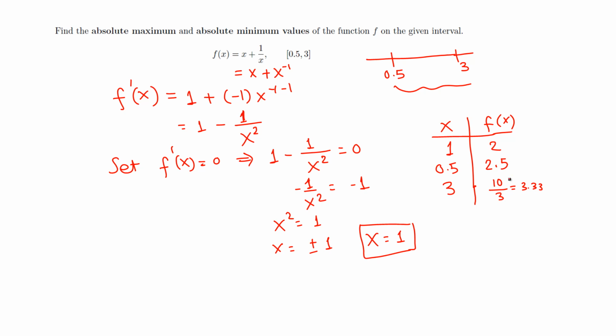So from these values we can see the absolute maximum happens at 3. By the way, the value is 3.33 or 10 thirds. And the absolute minimum value occurs at 1, which is 2.